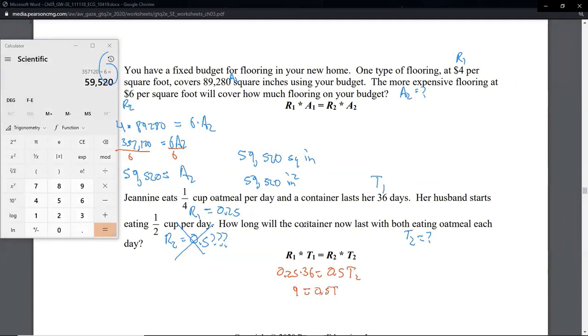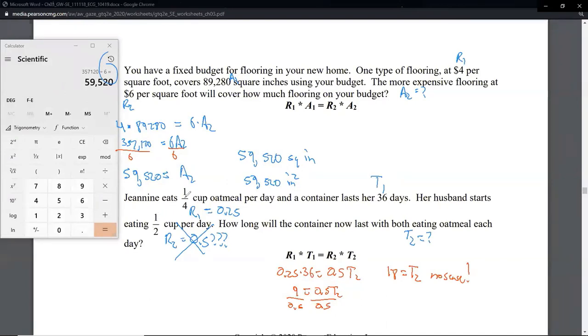Just divide both sides by 0.5. And 9 divided by half is the same as 9 times 2, but you've got your calculator, so you don't need to know that. And you get 18 is equal to T2. But it makes no sense. Why does this make no sense? Because it took 36 days for Janine to eat this oatmeal by herself. If the husband was eating by himself, he's eating twice as much, so it should take half as long. If you're only eating half a cup a day, it would take 18 days.